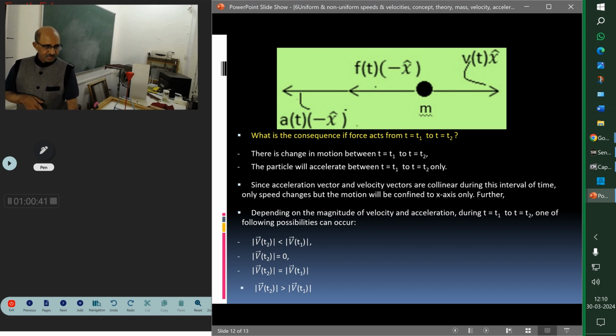Are you understanding? What is this? You tell me. The magnitude of velocity at time t2 is less than the magnitude of velocity at time t1.